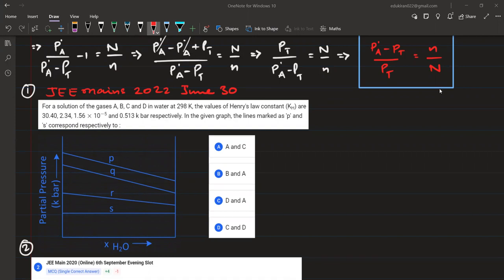Simply, here pressure is equal to KH into the mole fraction, everywhere. So look, where the pressure is higher, that means when will it be higher? When KH is higher, right? KH is higher, pressure will also be higher. It is a very simple, direct question.